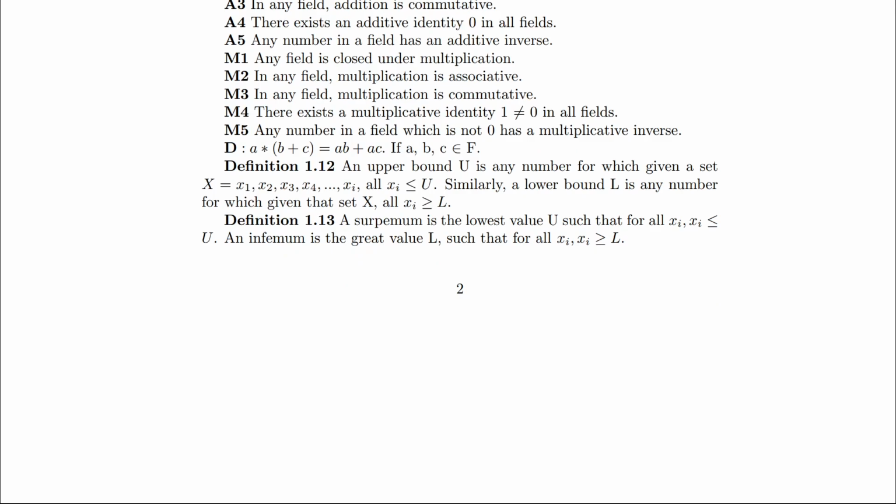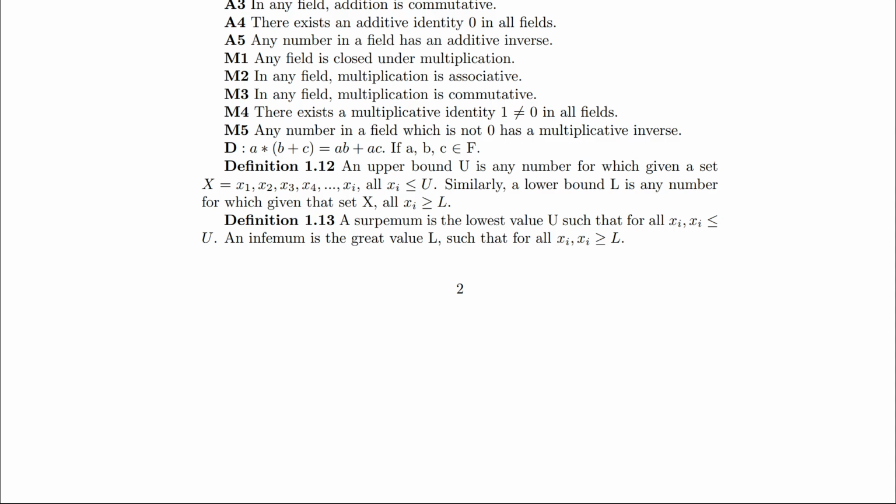The supremum does not necessarily have to lie in the set. For example, if we have the set of numbers lower than the square root of 2, then the supremum is obviously the square root of 2, which is not in the set.